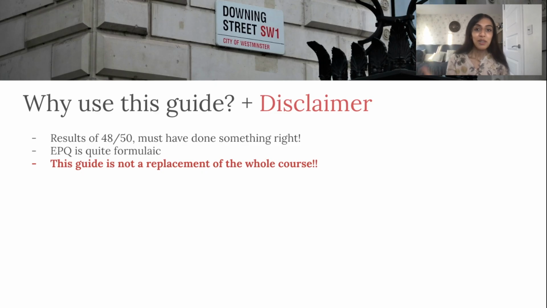So why use this video? I feel like everyone claims they can miraculously get an A star. Well, I have results. I got 48 out of 50, surprising to me and my supervisor, and that is quite a high A star. I think the A star boundary is 45 out of 50. So obviously I must have done something correct, and I think that could easily be implemented in most people's work.